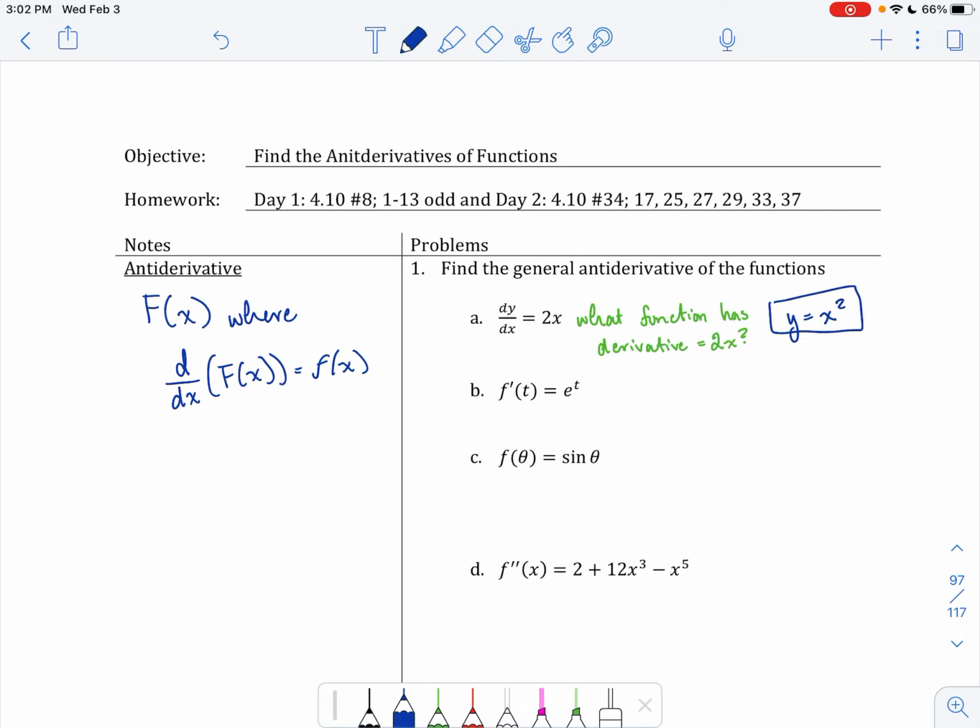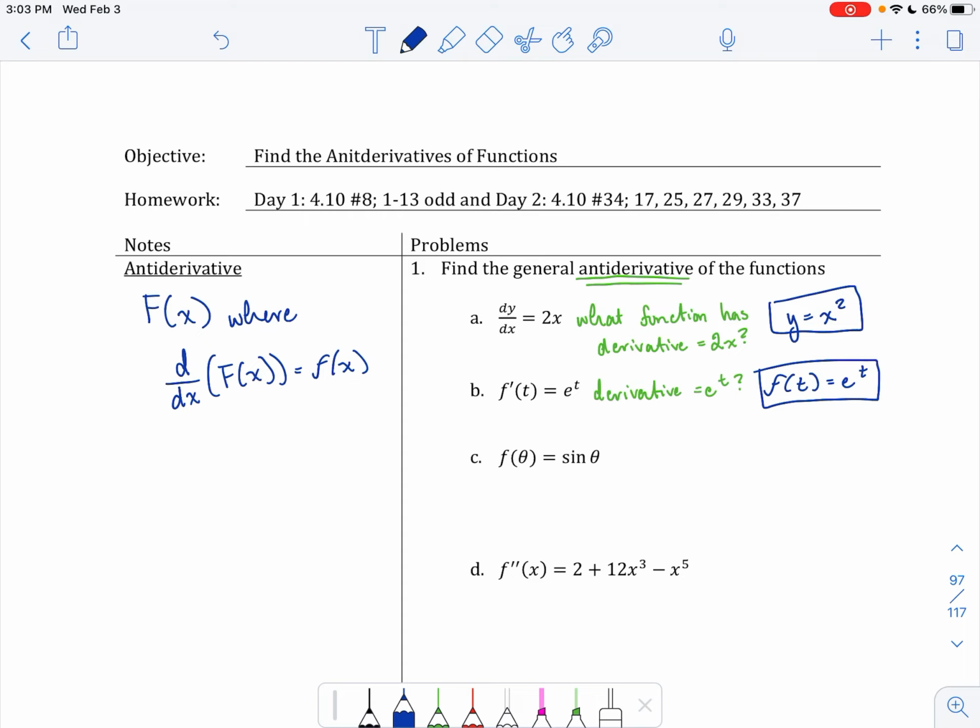So a lot of these are going to go back to those formulas that we did in chapter 3, and just asking yourself this basic question. What function has the derivative of 2x? So we're finding the antiderivative. Here it says f prime of t is equal to e to the t. You again ask, what has the derivative equal to e to the t? Now you think about it and you're like, oh, well then f of t is equal to e to the t as well, because e to the t has the derivative is itself.